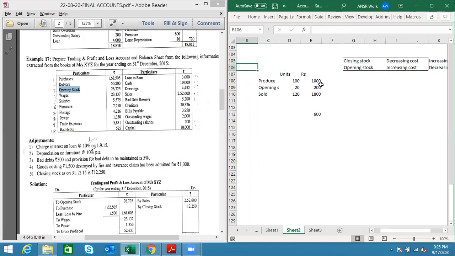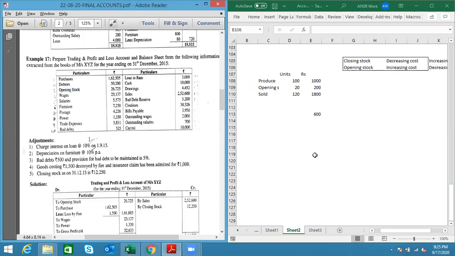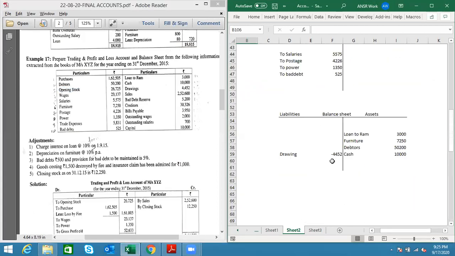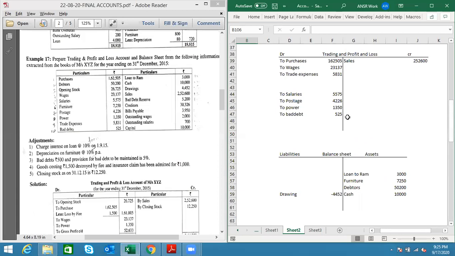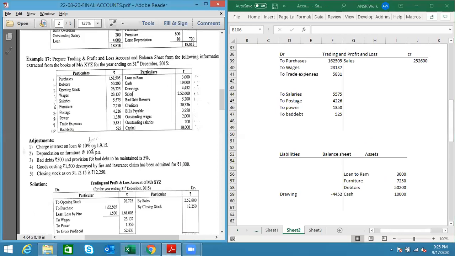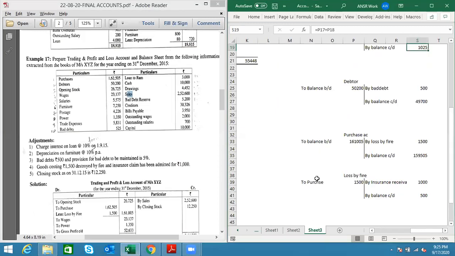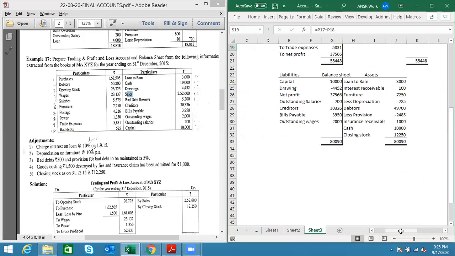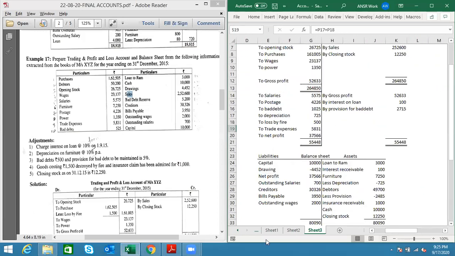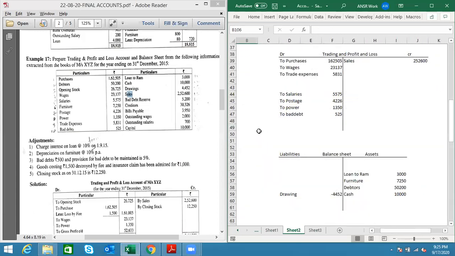So I'll use this concept again in a minute. Once we are done with that, let's go back to where we were last time. We were going through item by item and posting those in the trading and profit and loss account. We had already done till sales. Just to be very quick, I have already prepared this, so I'll show you what I have done by comparing these two.